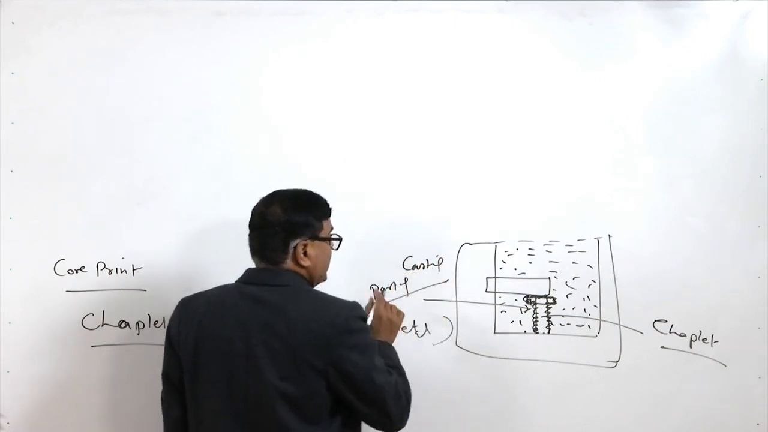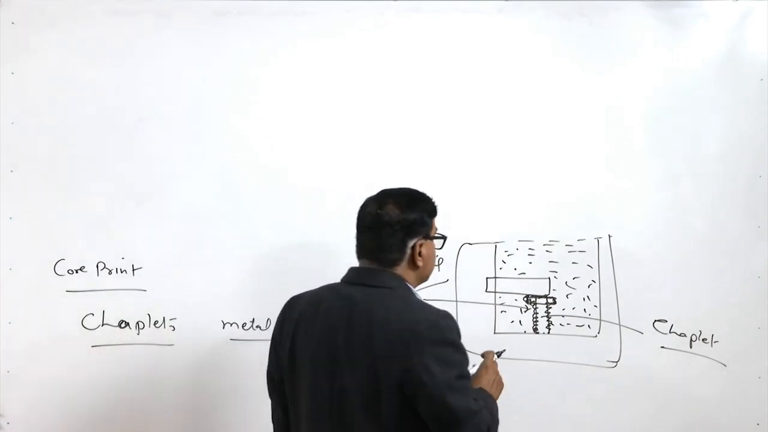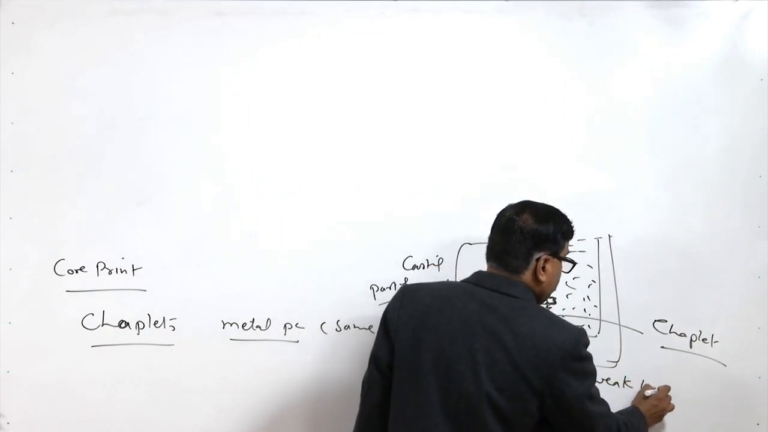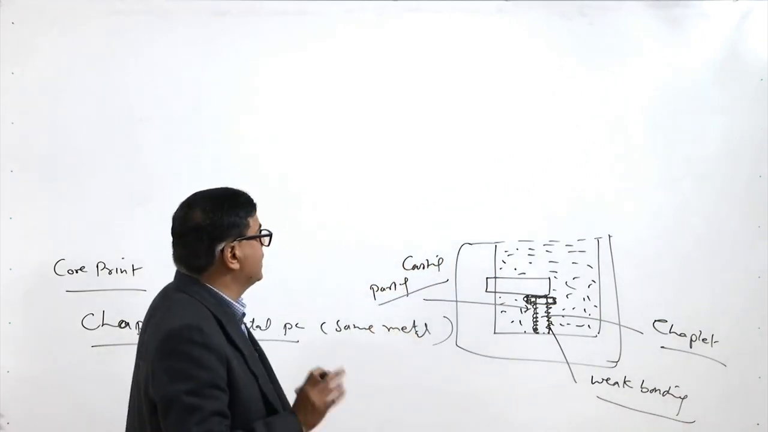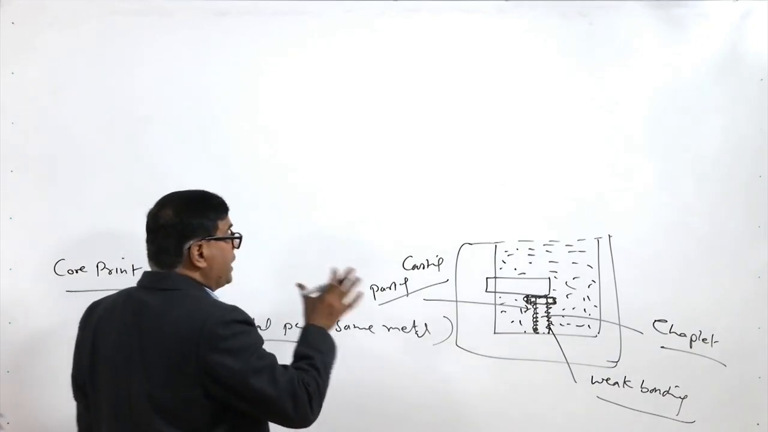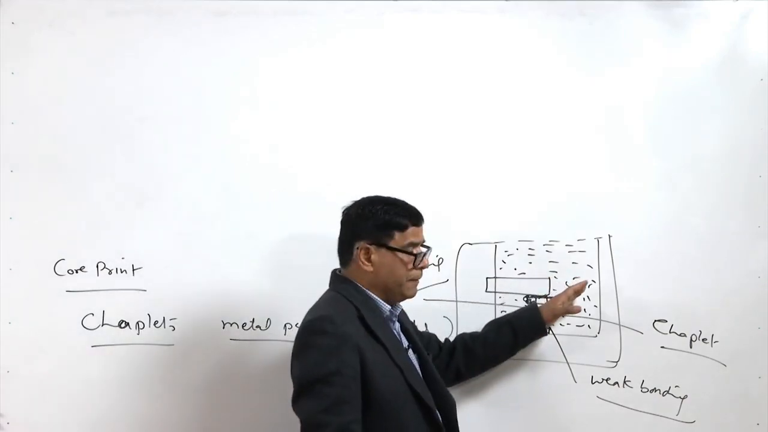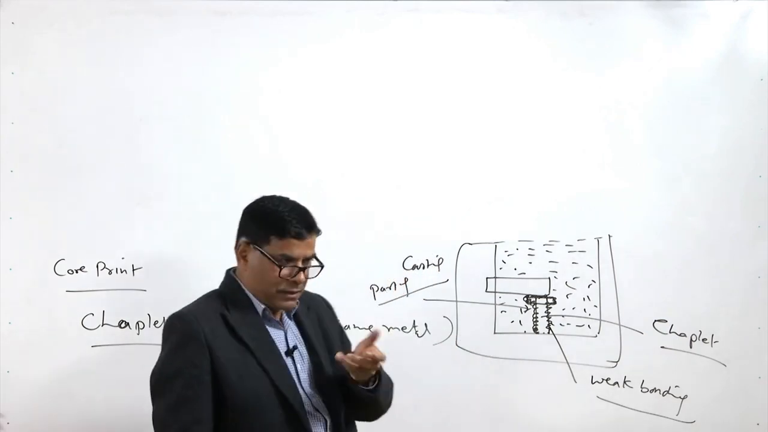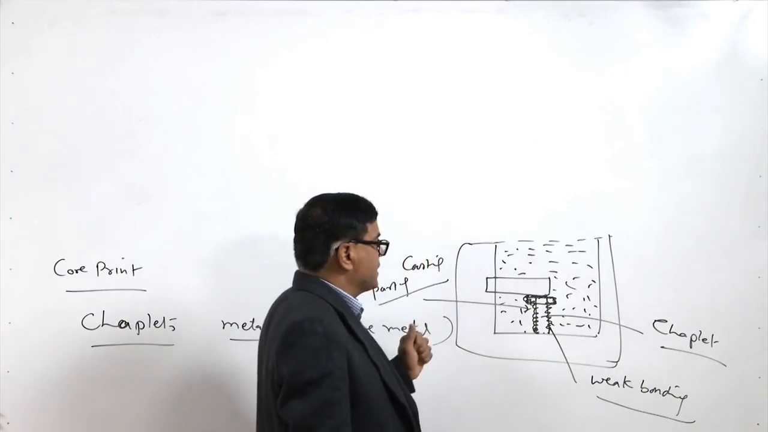But for this the skin of the chaplet should get fused properly, otherwise there will be weak bonding between the metal of the casting and the chaplet, which will weaken the casting as a whole. Therefore, it is desired that the size and the weight of the chaplet are selected properly, so that with the heat of the molten metal its skin is fused and forms the proper metallurgical bond and it forms part of the casting effectively.